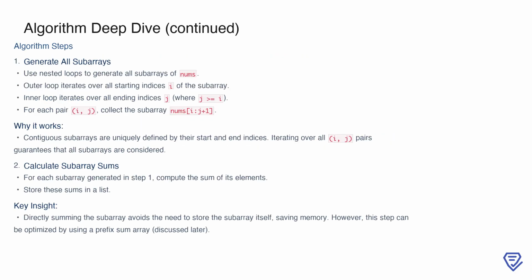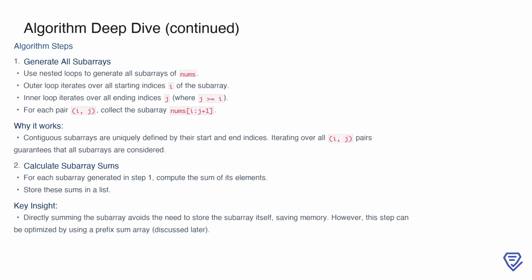To break down the brute force approach, the first step is to generate all possible subarrays. This can be done using two nested loops. The outer loop iterates over all potential starting indices of the subarray, denoted as i, while the inner loop iterates over all potential ending indices, denoted as j, such that j is always greater than or equal to i. For each pair of indices i and j, we collect the subarray nums[i:j+1], which includes all elements between these indices. This works because every contiguous subarray is uniquely defined by its starting and ending indices.